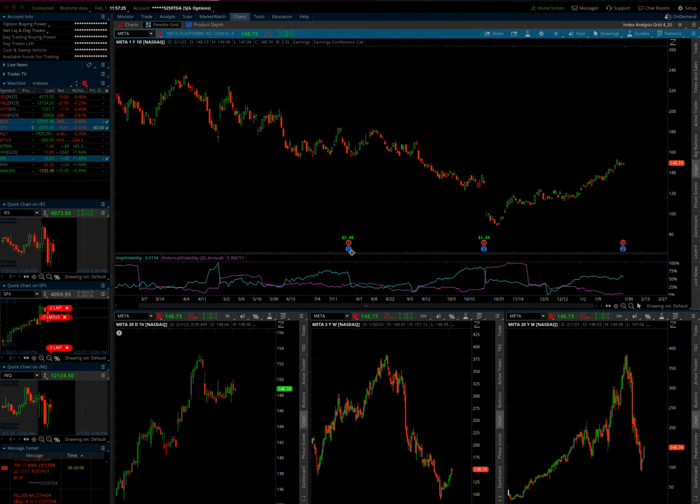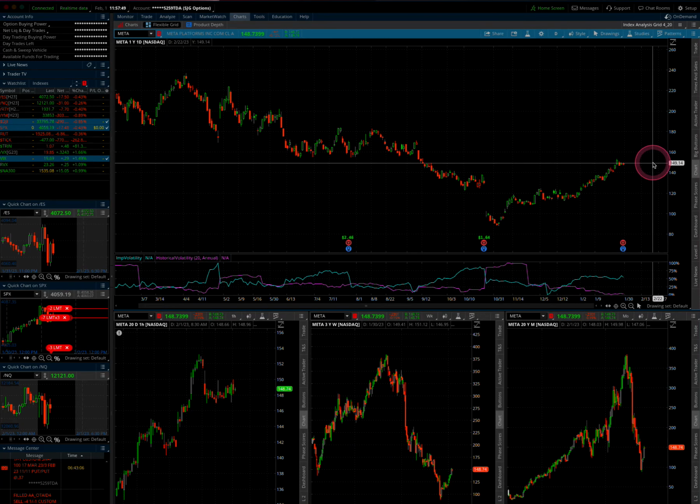So I want to look at an earnings trade here on Meta. Of course, Meta has been extremely volatile this year, swinging from as high as $240 all the way down to a low of $86. So it's rebounded a little bit. It has earnings tonight. Today is February 1st. Nobody knows what to expect on these earnings.